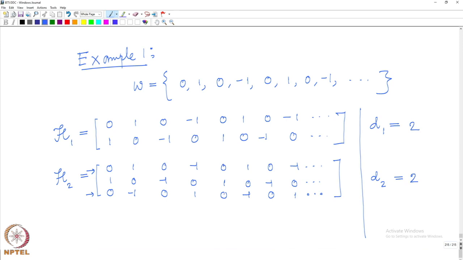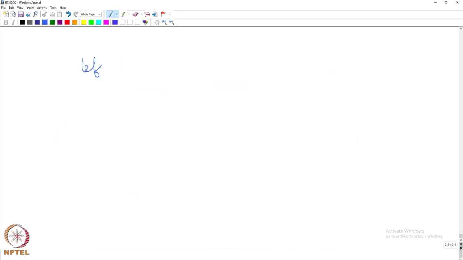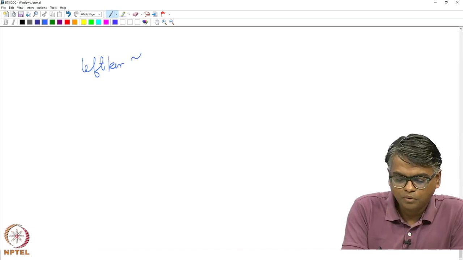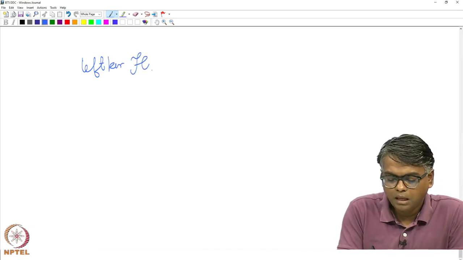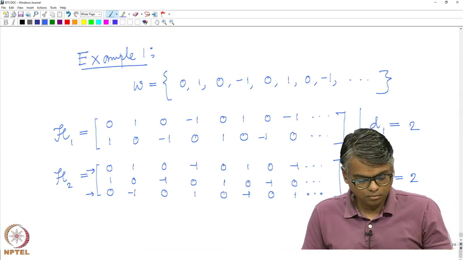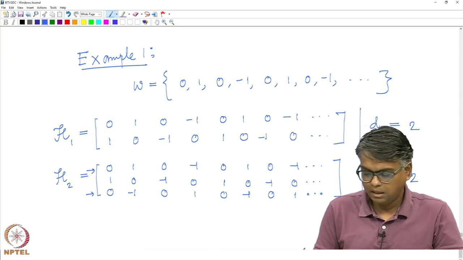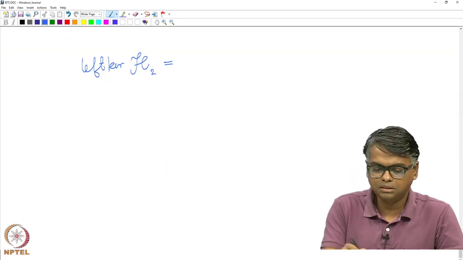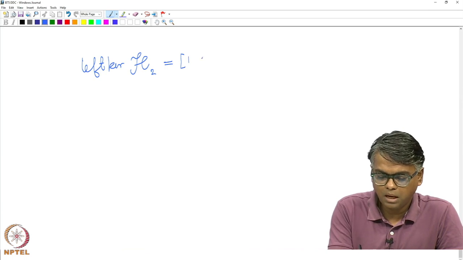Okay. What is the relation, however? The relation here is, if you want to find out the left kernel, why should I do it? Let me do it in the next page. Left kernel of H 2 is given by, remember 3 rows are there. So, it will be of size 3, and I said that the first row plus the third row is equal to 0. So, 1 0 1, span of this, that is the left kernel.